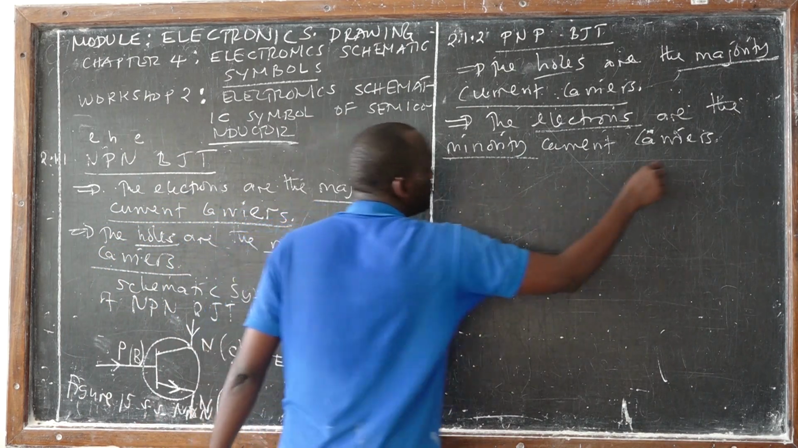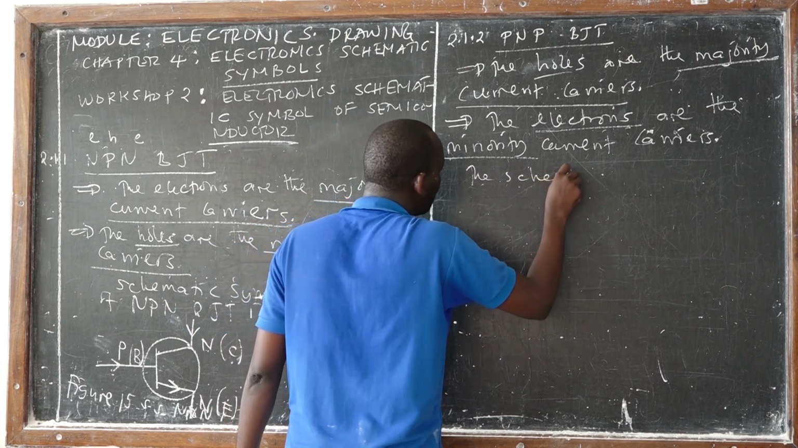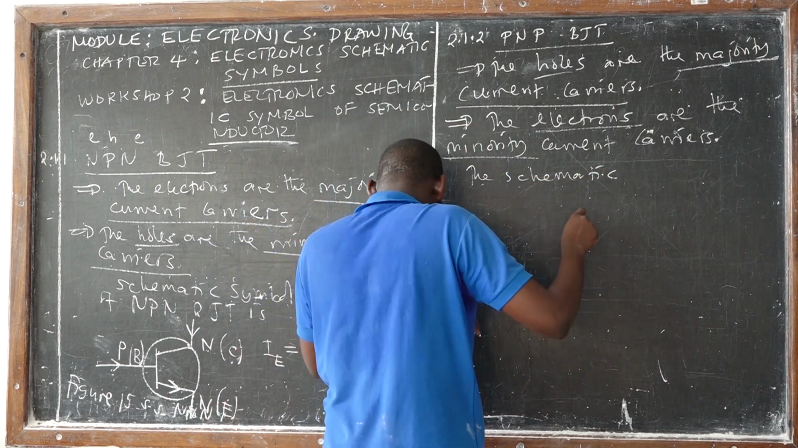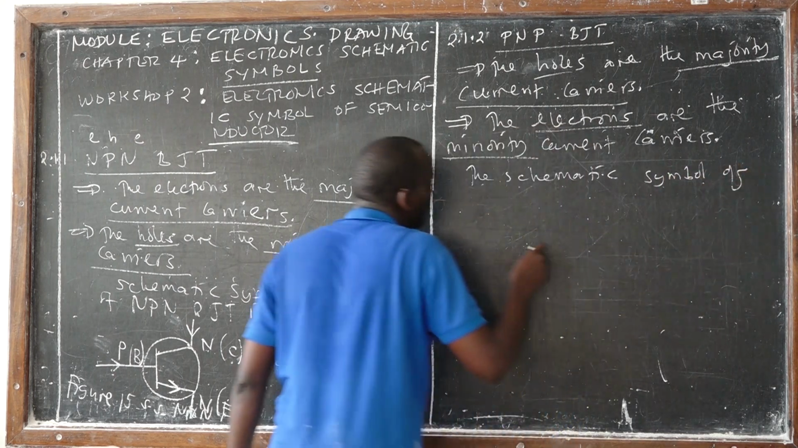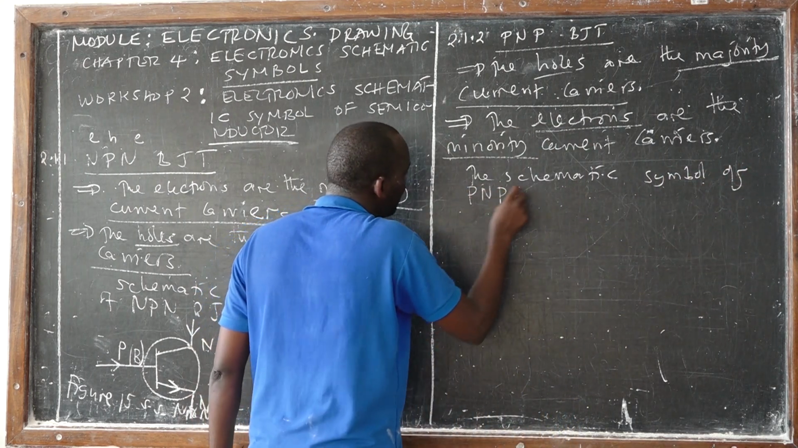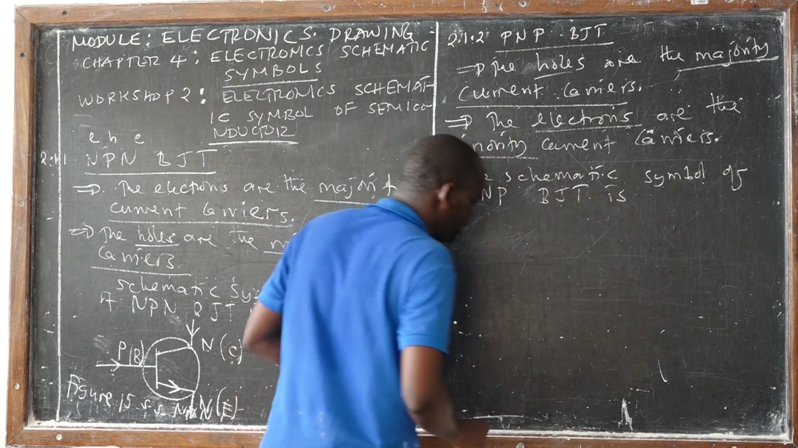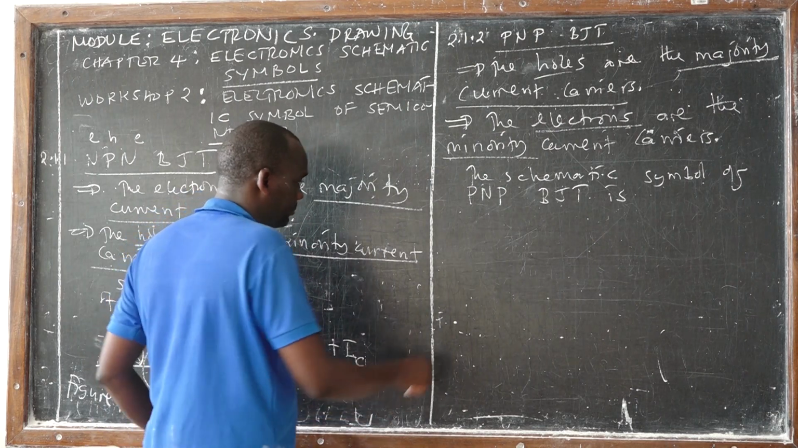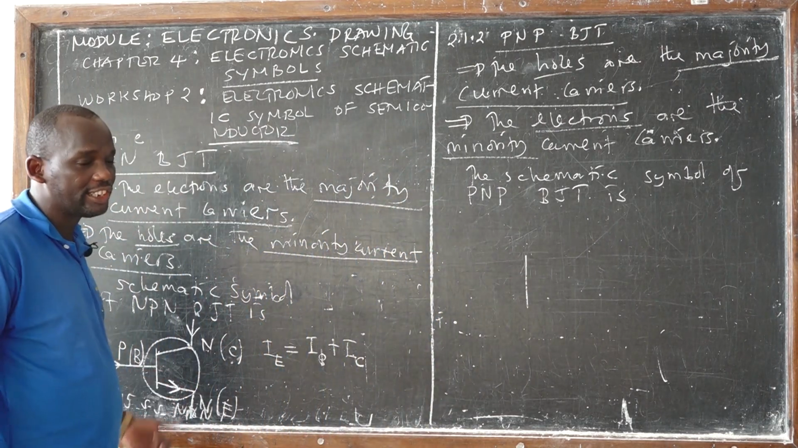Then, the schematic symbol of PNP bipolar junction transistor is this one. So the fundamental is this one. Stop writing, stop drawing.